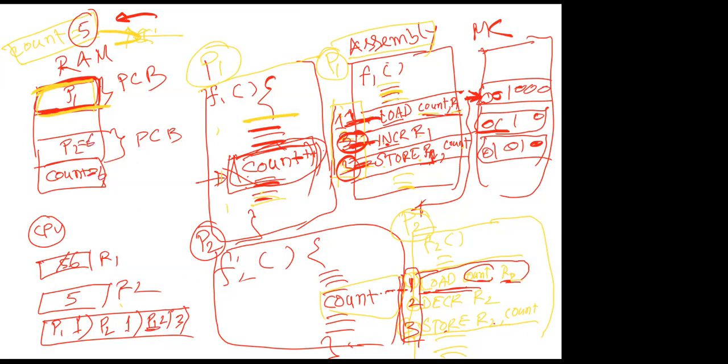Now process P1 is preempted and then P2 gets the CPU. Now P2 will execute these next 2 lines, lines 2 and 3: decrement and store. It will decrement the R2 value, so R2 will become 4, and it will store this R2 to count. So 6 will be replaced by 4. It will be 4.